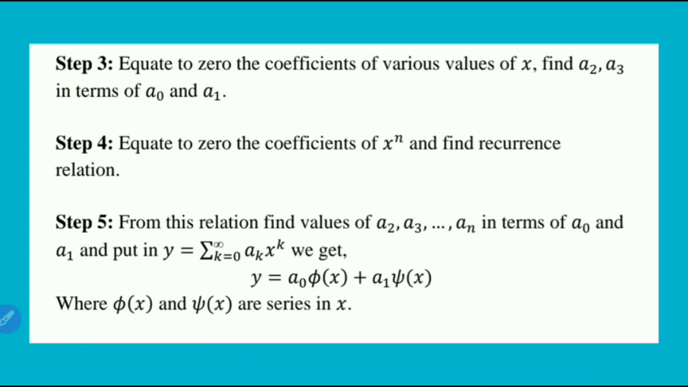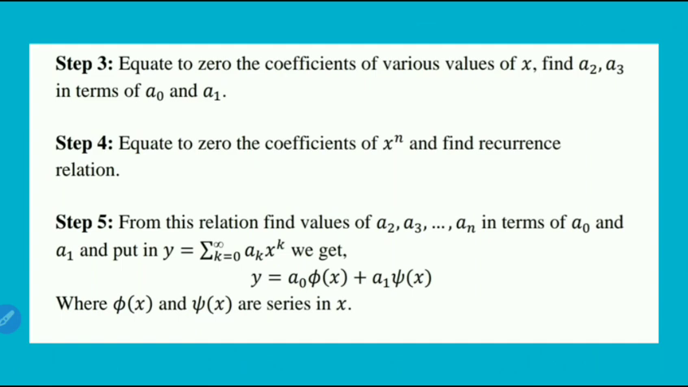There will be some nth term, the term containing x raised to n. The coefficient of x raised to n you have to consider to obtain a recurrence relation. Once you equate that coefficient to 0, you will get one relation between an plus 1 and higher order terms an plus 2, or sometimes lower order terms an minus 1, and that relation is called a recurrence relation. By using that recurrence relation, you can determine the values of a2, a3 and so on in terms of a0 and a1.